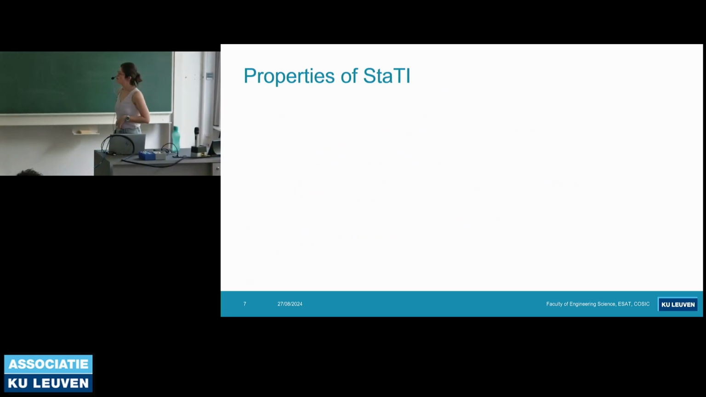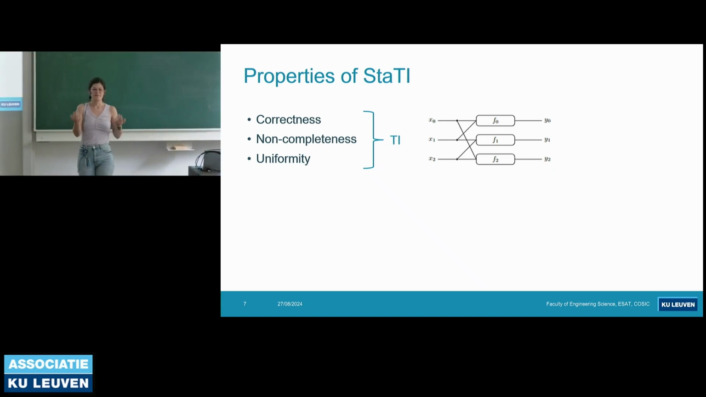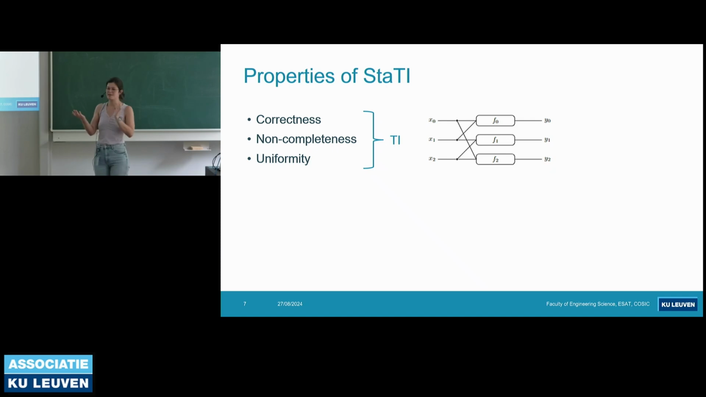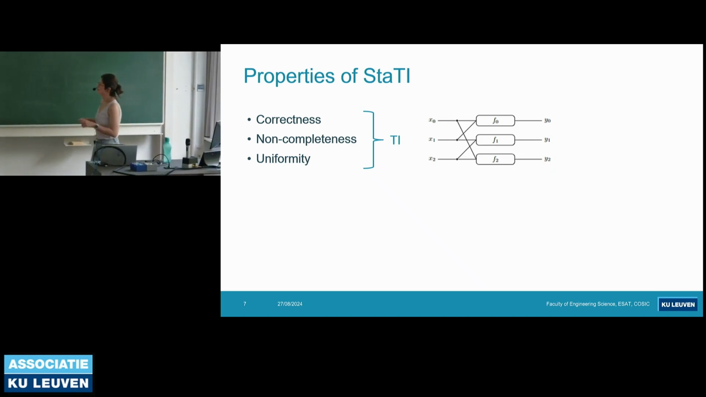And now let's move on to the properties of the countermeasure. First, we have correctness, non-completeness, and uniformity. These come from the well-known threshold implementations. Correctness means we get the correct output when we give the input that we want. Non-completeness means each of the functions we see is independent of the secret input. And uniformity means that if the input is uniform, which means we have a uniform sharing for a fixed input, the output is also uniform. So here, there's nothing new. These all come from threshold implementations.